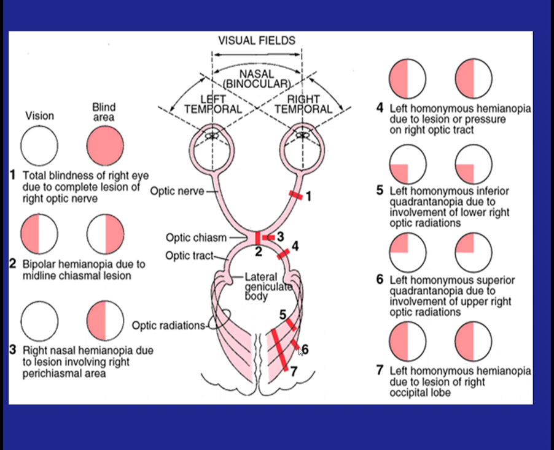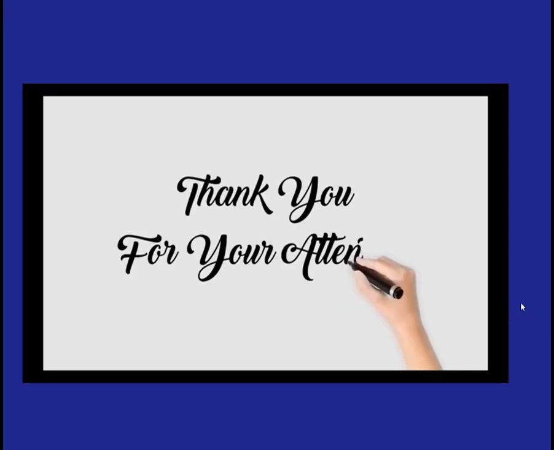Number 6. Left homonymous superior quadrantanopia due to involvement of the upper right optic radiation. And in case of total pathology of the occipital lobe, left homonymous hemianopia due to a lesion of the right occipital lobe. Thank you for your attention.